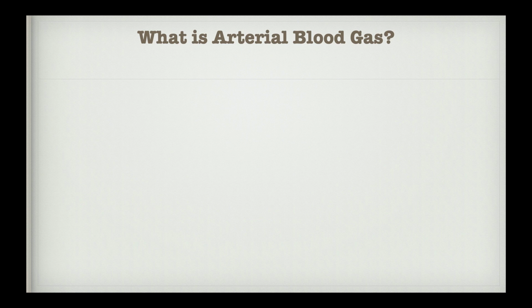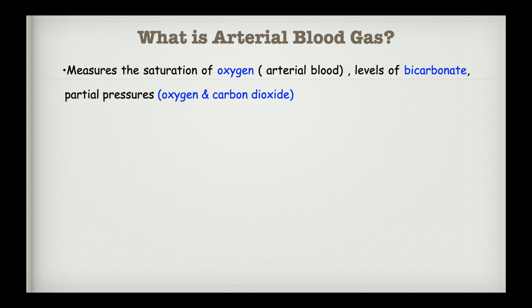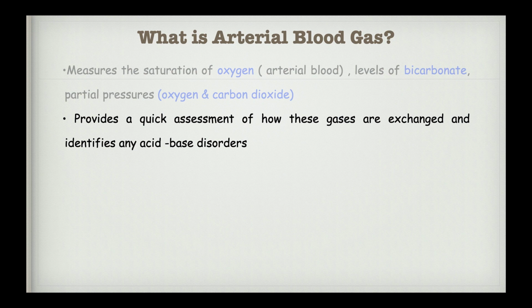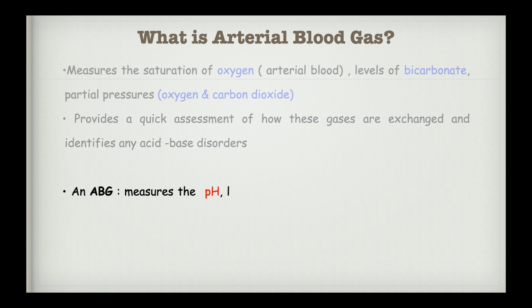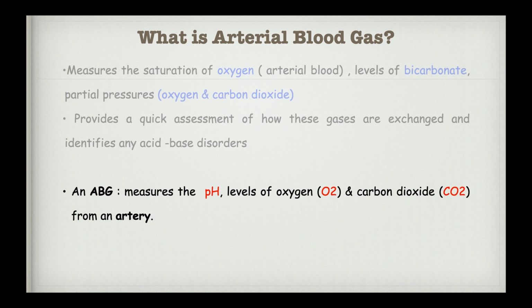And so when we say arterial blood gas, we mean the test which measures the saturation of arterial blood, levels of bicarbonate, as well as partial pressures of both oxygen and carbon dioxide. And so it provides a quick assessment of how these gases are exchanged and helps us also to identify any acid-base disorders. In other words, we can say that arterial blood gas is a test that measures the pH and the level of oxygen and carbon dioxide from an artery.